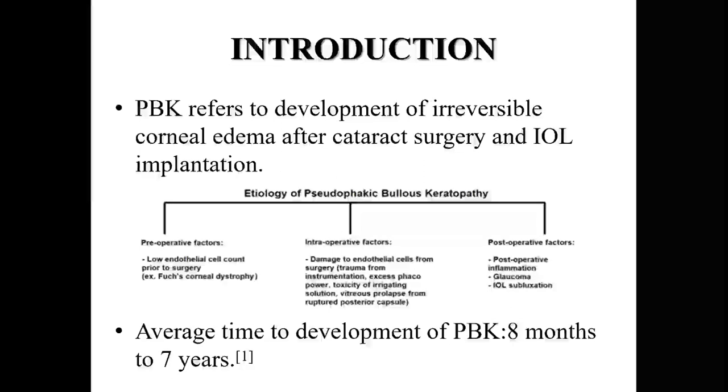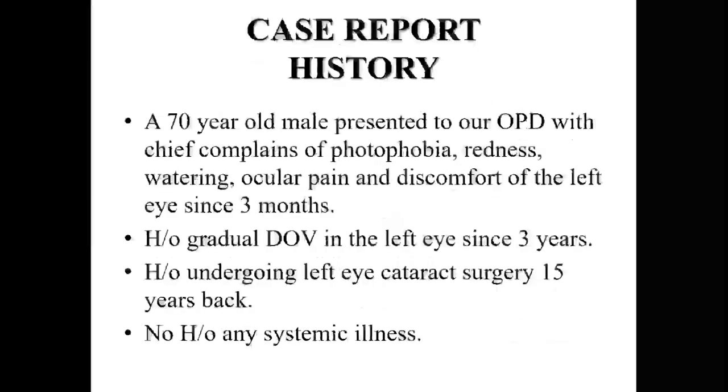The average time that we see to development of PBK is somewhere around 8 months to 7 years from the time of surgery. So today's case is a case about a 70-year-old male who presented to our OPD with chief complaints of photophobia, redness, watering, ocular pain, and discomfort of the left eye since 3 months. He had history of gradual decrease in vision in the left eye since 3 years, and he also gave history of undergoing left eye cataract surgery 15 years back. There was no history of any systemic illnesses.